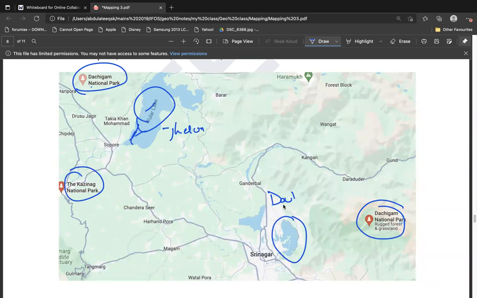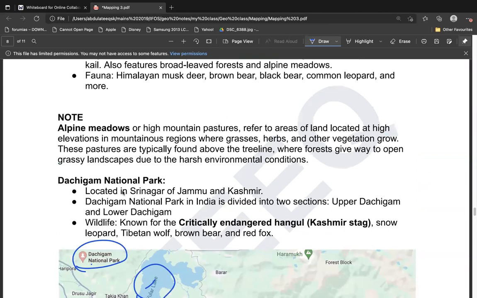Ular is a freshwater lake. Tell me, is Dal a freshwater lake or a saltwater lake? Please mention it in the comment section. Okay, so these are the important aspects that we need to know.